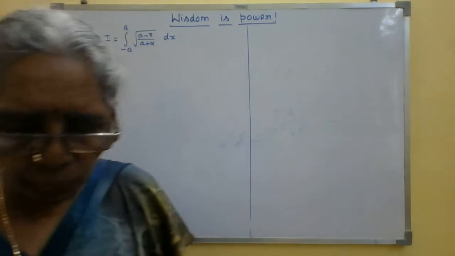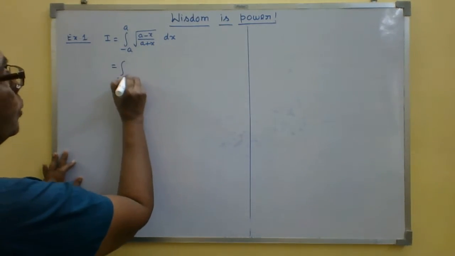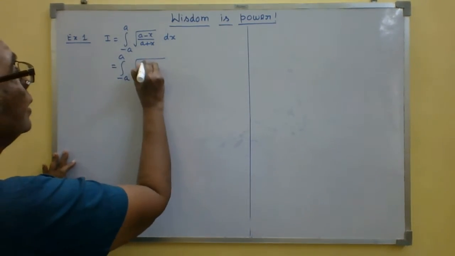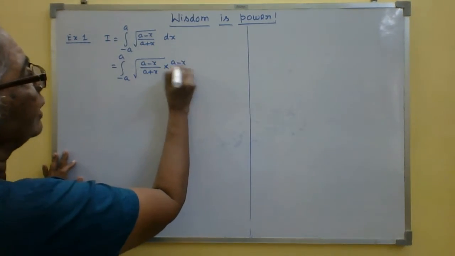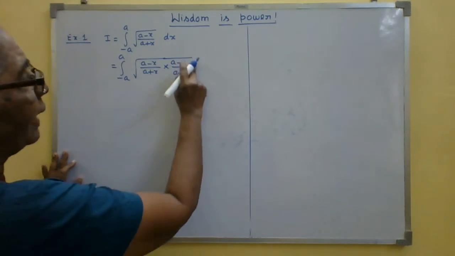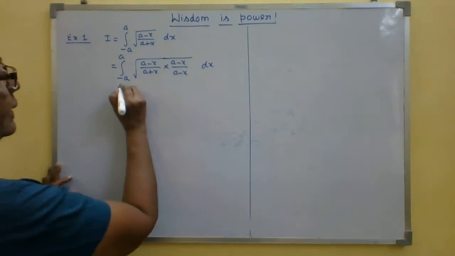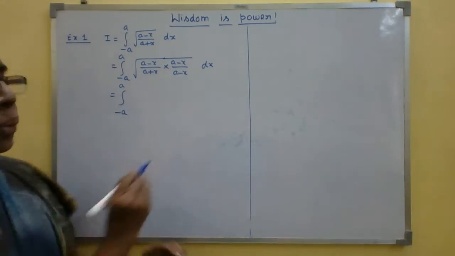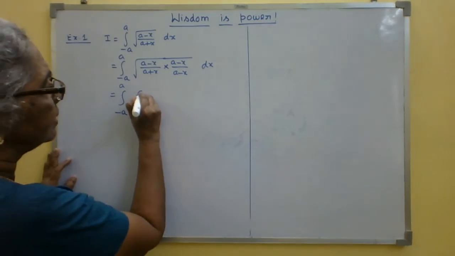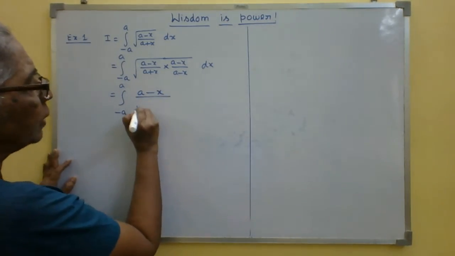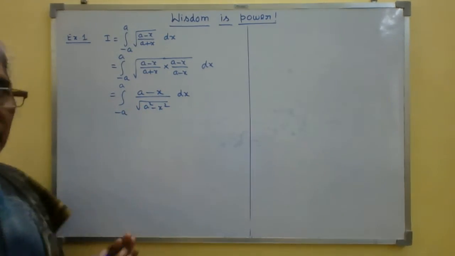So before going to that property, first let me conjugate. Root of (a minus x) by (a plus x): if we conjugate, we can write it as into (a minus x) by (a minus x) dx. So now you get integral from minus a to a. In the numerator, you get root of (a minus x) the whole square, so the square and root cancel each other and you get a minus x. The denominator becomes root of a squared minus x squared dx.